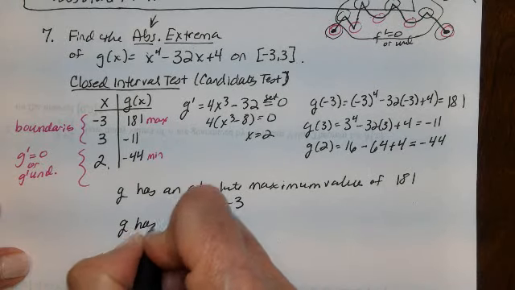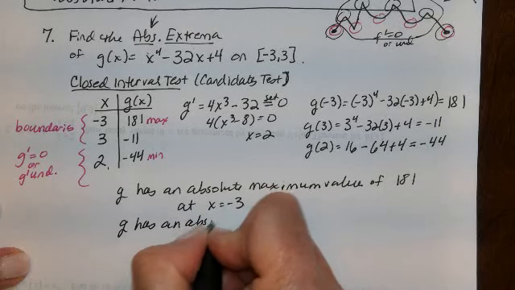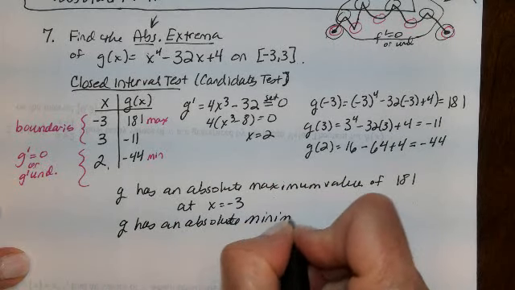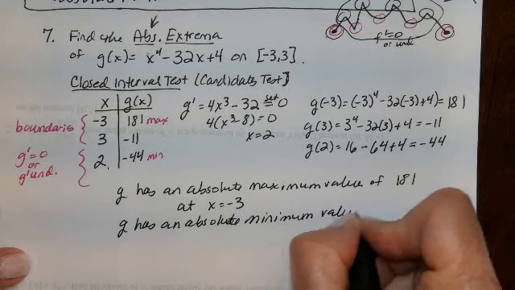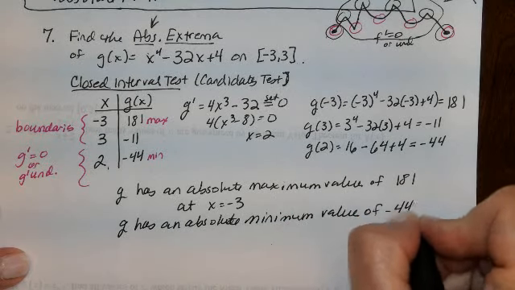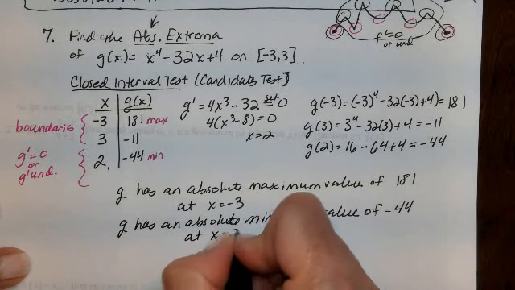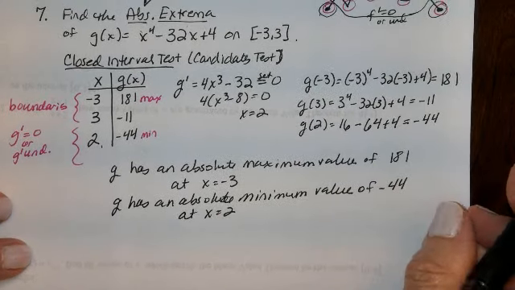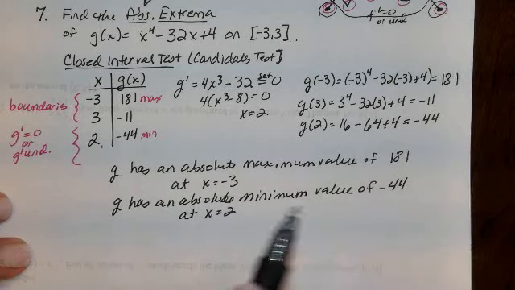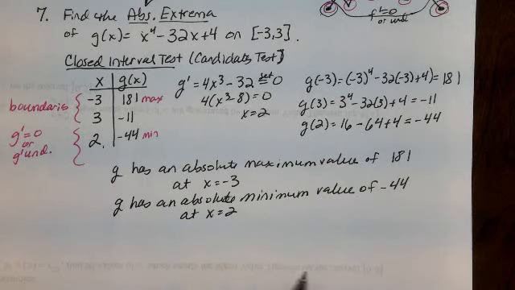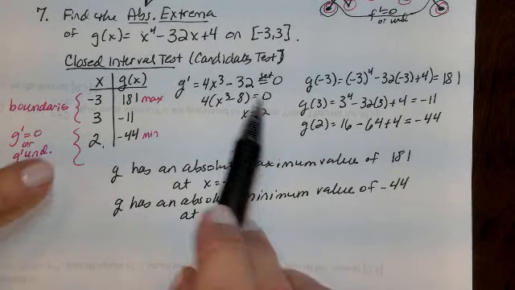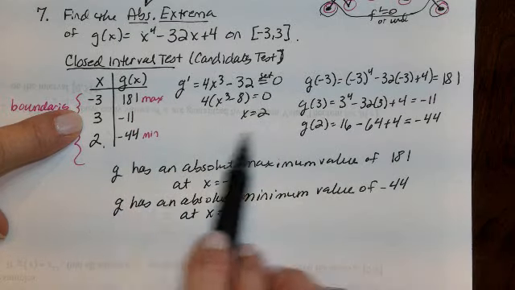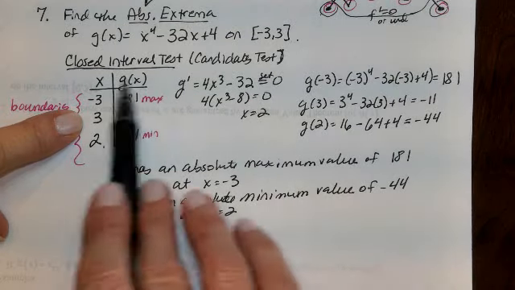And then G has an absolute minimum value of negative 44, and that one occurred at x equals 2. Okay? If they want you to justify, which they often say, justify your answers. Our justification came from the work that we did here. Okay? That's where our justification is.